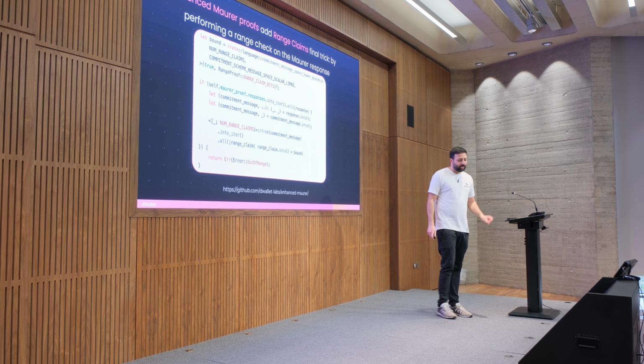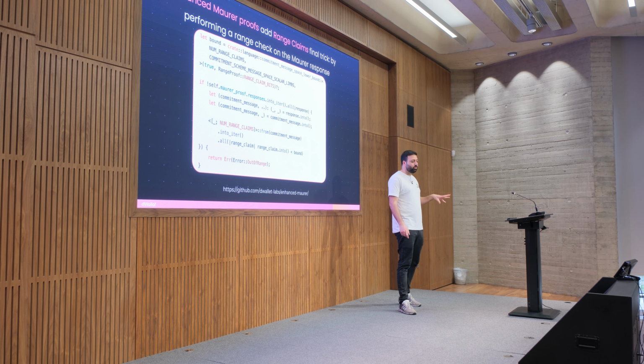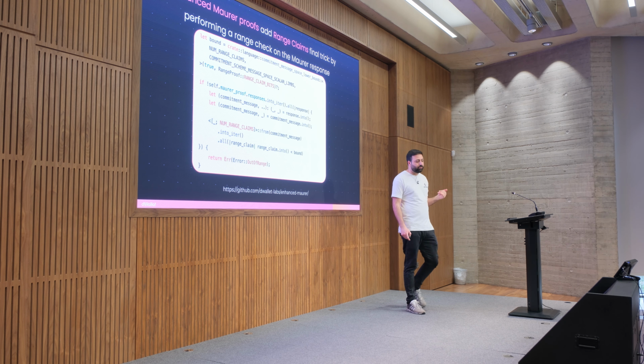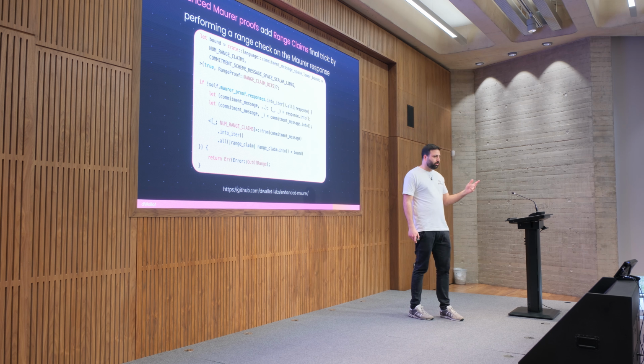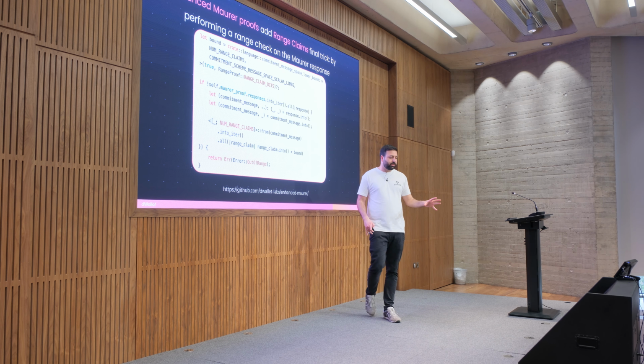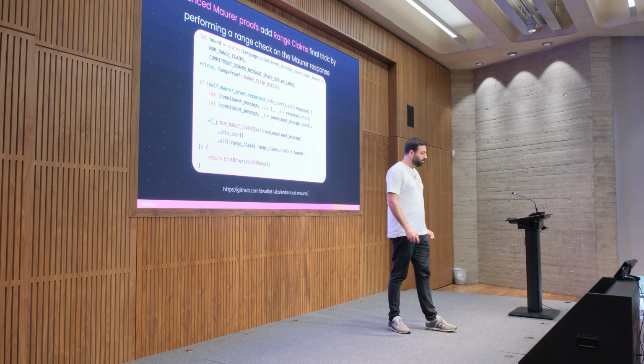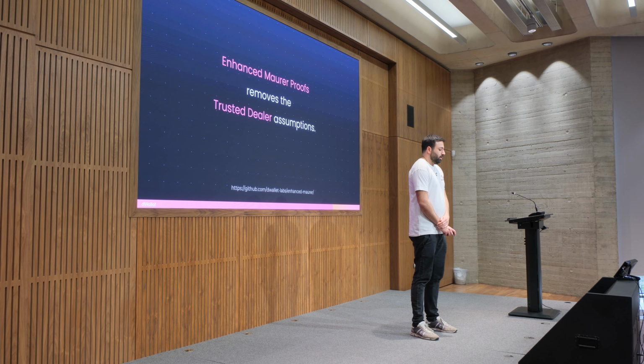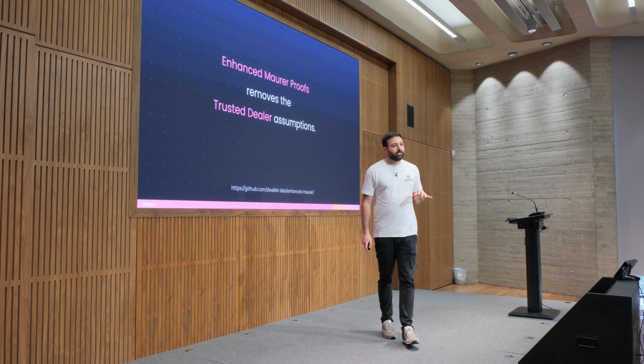There is some other trick that I'm not going to describe, that you need to verify that the response of the Maurer proof does not go over this range. But I'm not going to describe it, that's just more of a mathematical trick you needed to add. And using these enhanced Maurer proofs, we can actually remove the trusted dealer assumptions.